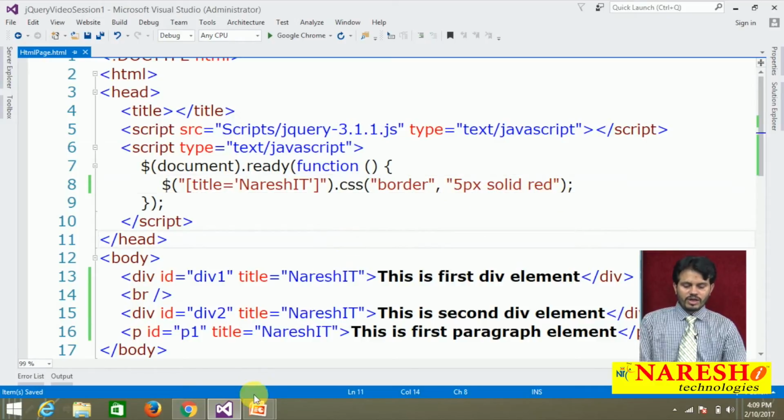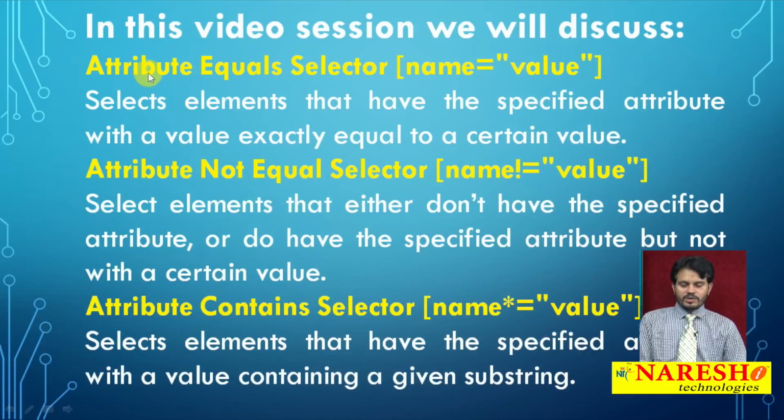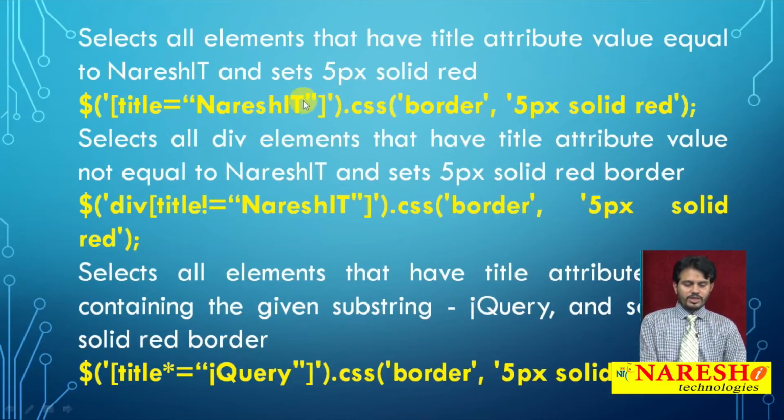So this is what is called, this one: select all elements that have the title attribute value equal to Naresh IT and set 5 pixels solid red. What does this belong to? This belongs to the attribute equal selector. This is the first one, the attribute equal selector, meaning the attribute value must match the specified value, must be equal, exactly the same. So this is the first one, the attribute equal selector. For this we are implementing this example.